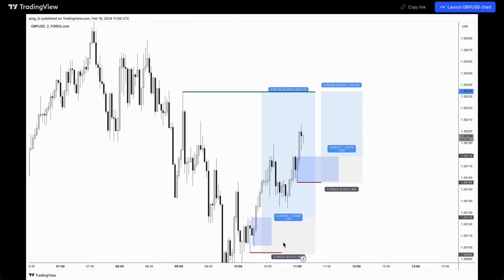Obviously, I just wasn't writing it at the time because I was trading. By the way, all these trades that I've taken were on a demo account this week.